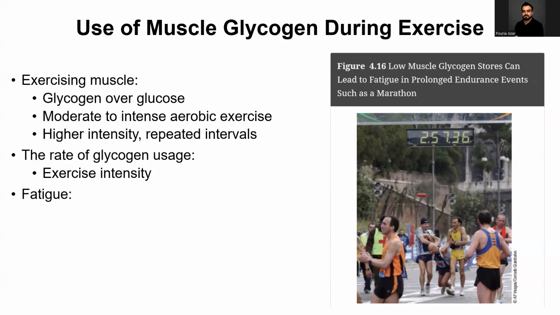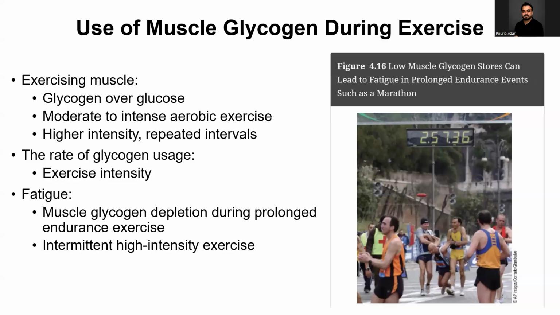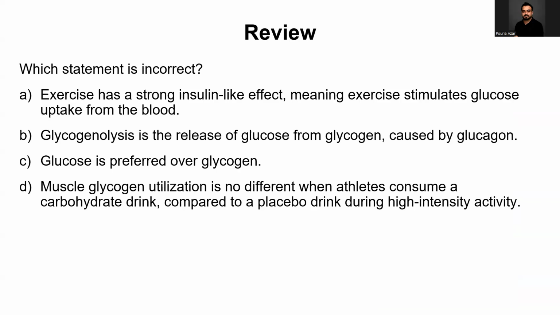And the rate of glycogen usage depends on exercise intensity. So in higher intensity exercise, the rate of glycogen usage is high. And fatigue happens when muscle glycogen depletion happens during prolonged endurance exercise or during intermittent high intensity exercise.